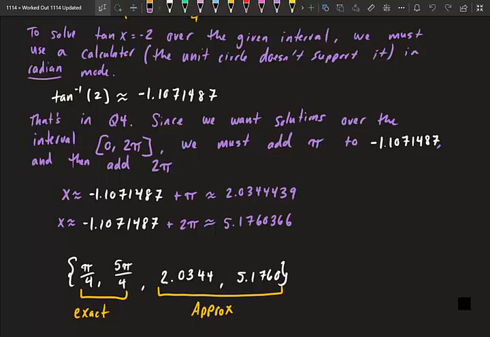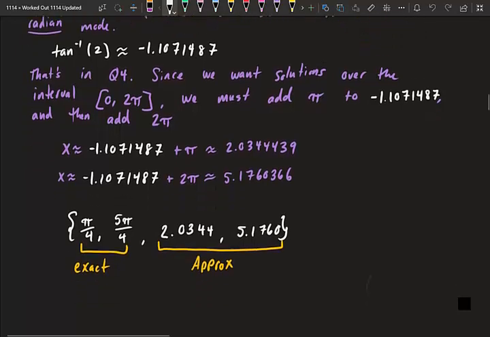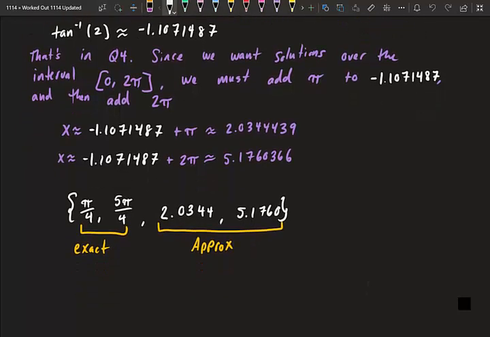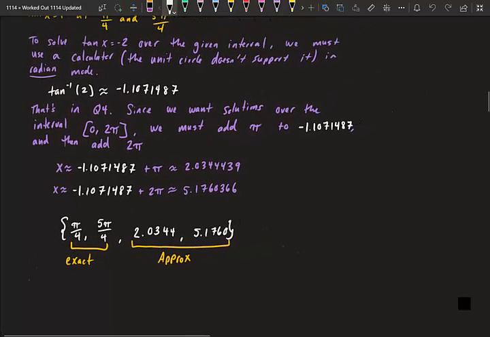Since we want solutions over the interval of 0 to 2 pi, we must add pi to -1.10714887, and then add 2 pi. So we add pi to get it into the quadrants that we need, 1 and 3. We need to get this into the proper quadrant, so we add pi, and then we need to get our other value, or the same value, add it to 2 pi, and those are our answers. We have the exact answers of pi over 4, 5 pi over 4, and 2.0344, and 5.1760. You're going to do this when your tangent is not supported with the unit circle.